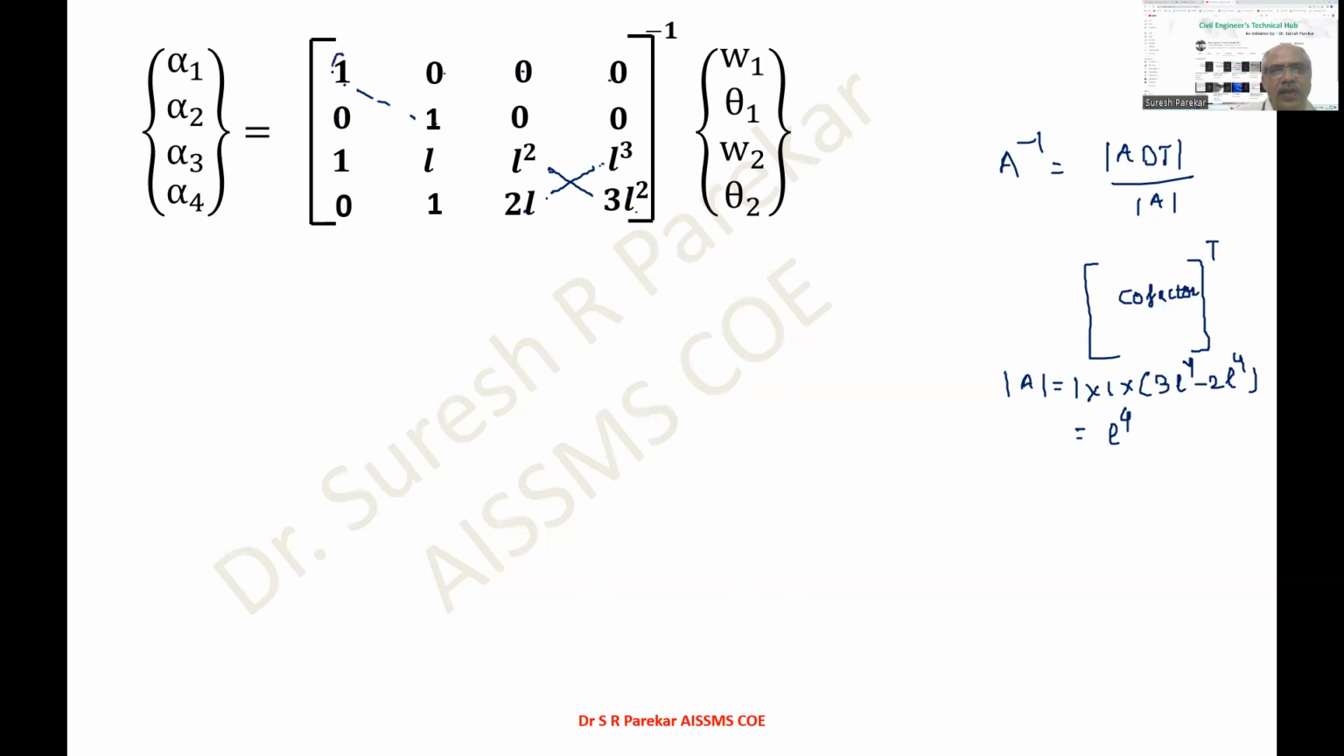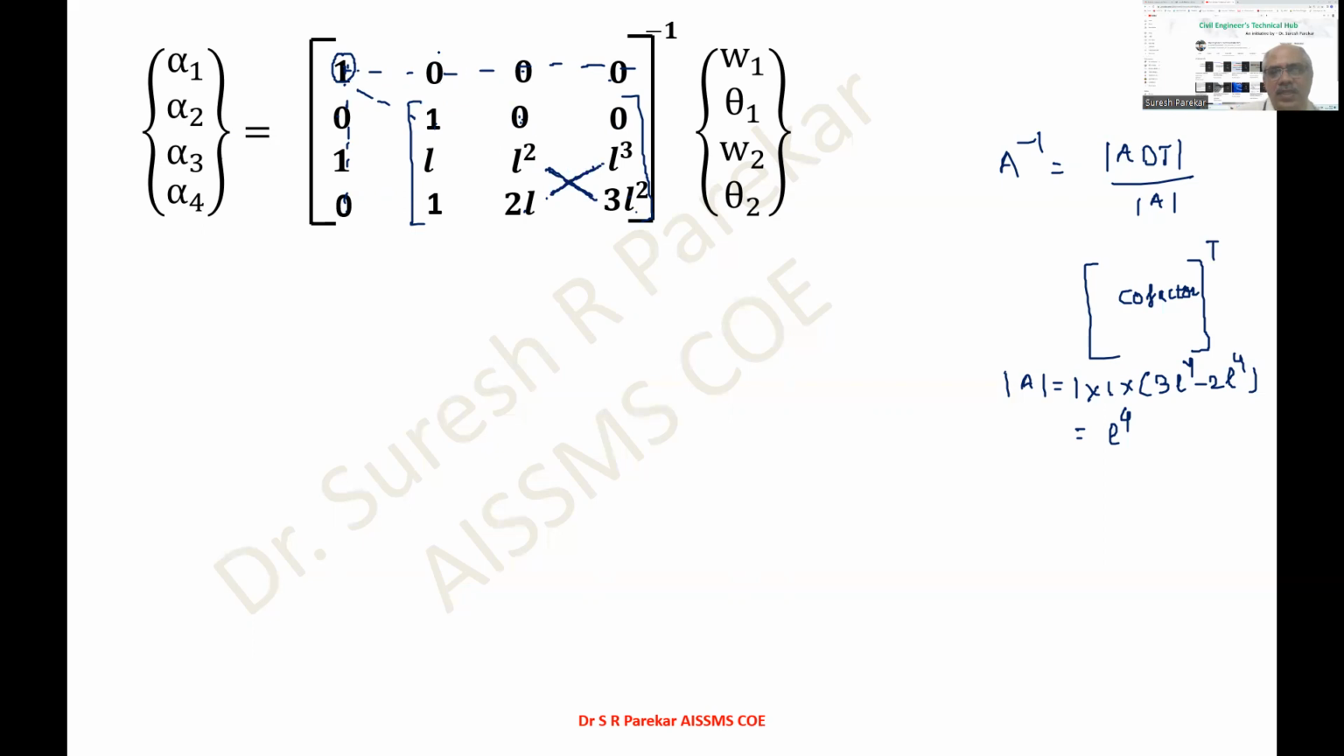So now if I have to find the cofactor for this, then we have to remove this row and this column. And then the remaining we have this one. Now we have to consider this and then find the cofactor. Again we have this as 0, and this as 0, so this term becomes 0. So we have only this part. So we have again 3L⁴ minus 2L⁴, and then we will get the cofactor for this as L⁴.